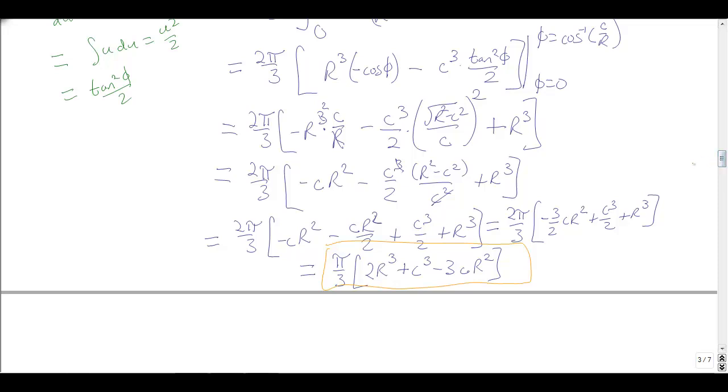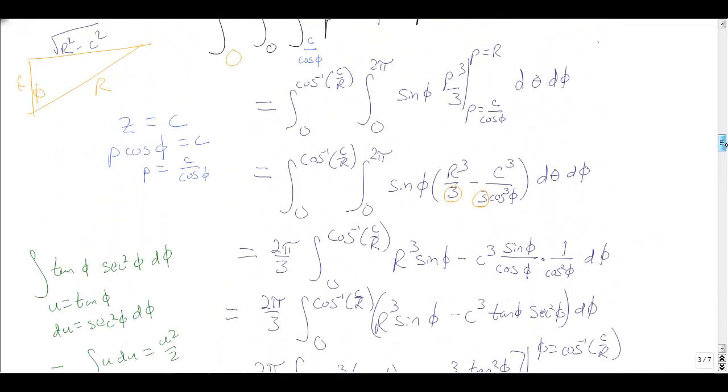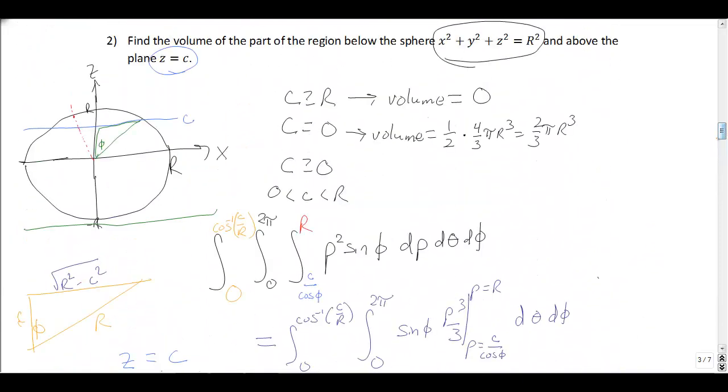Now, one thing I should check here is, does this fit our end cases? Our end cases: when c equals 0, I'm expecting to get 2/3 pi r cubed. And when c equals r, I'm expecting to get 0.